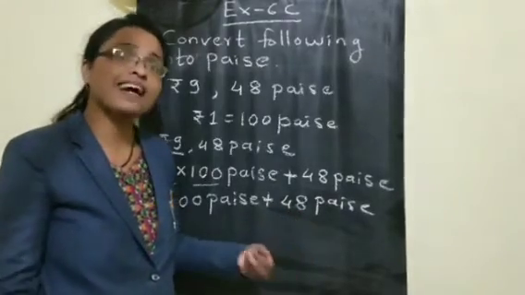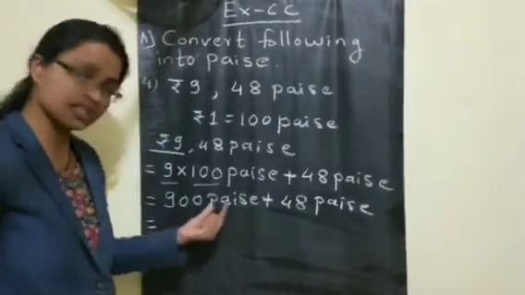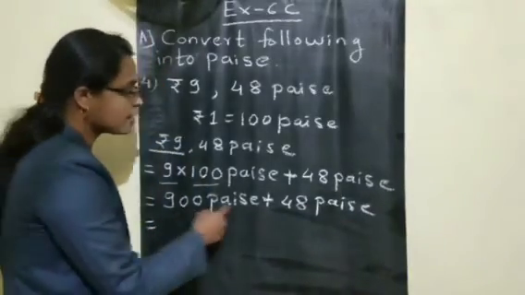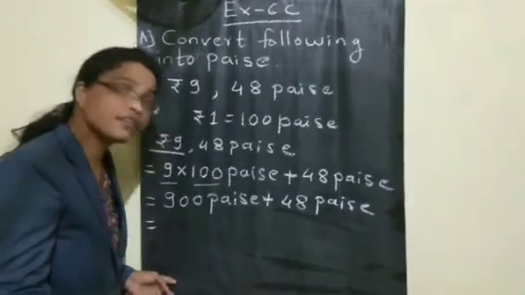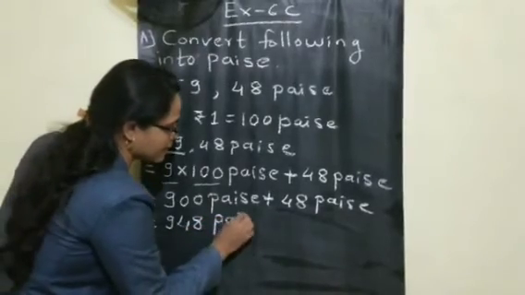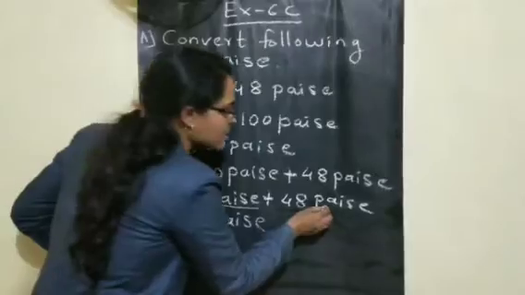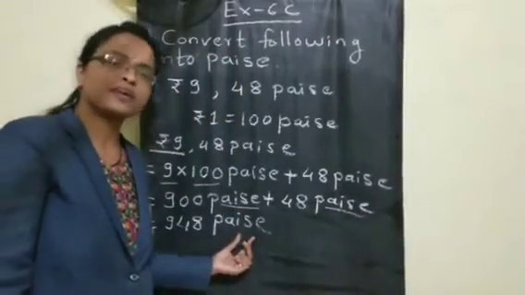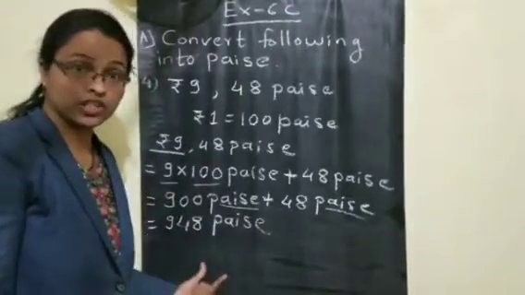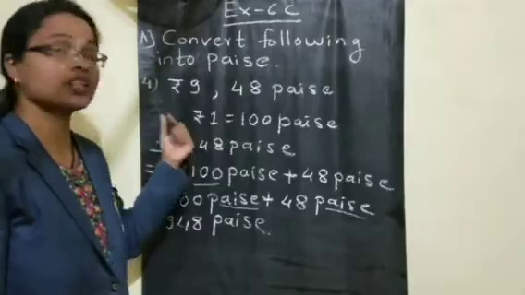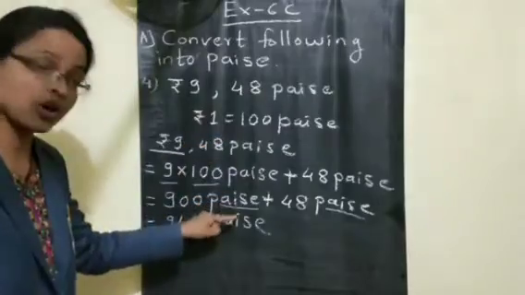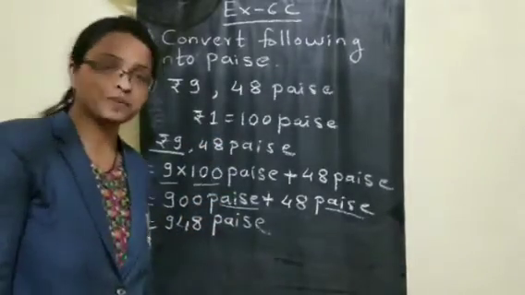Now what do we have to do in the next step children? 900 plus 48, do the addition. I told you, horizontally if it is difficult, do it in the rough side vertically and get the answer. So 900 plus 48, 948. So you can write here 948 paise. Because both the units are same, we can write it as common only one time as paise. Understood children? Like this children, you can convert if the question is given in rupees and paise both together, directly also after doing all the steps you can convert into paise.